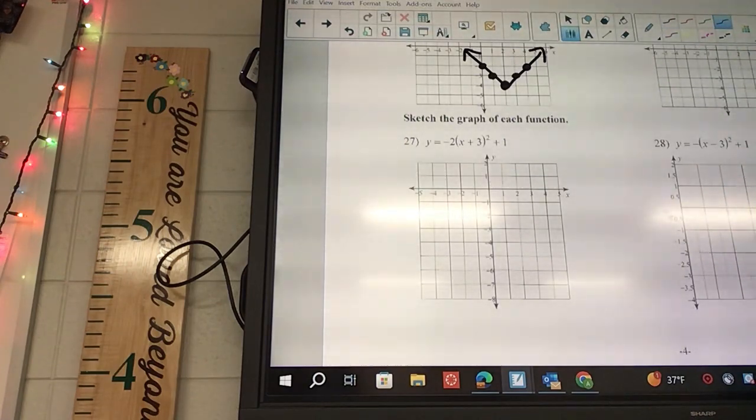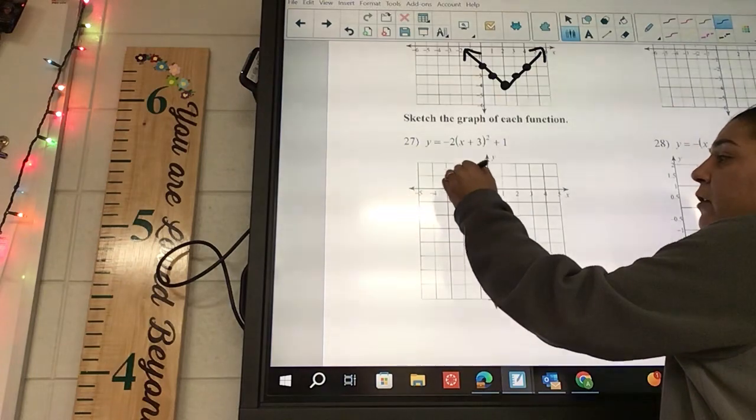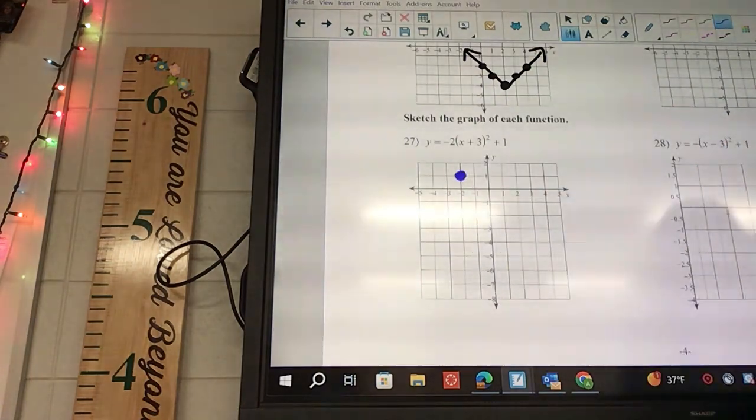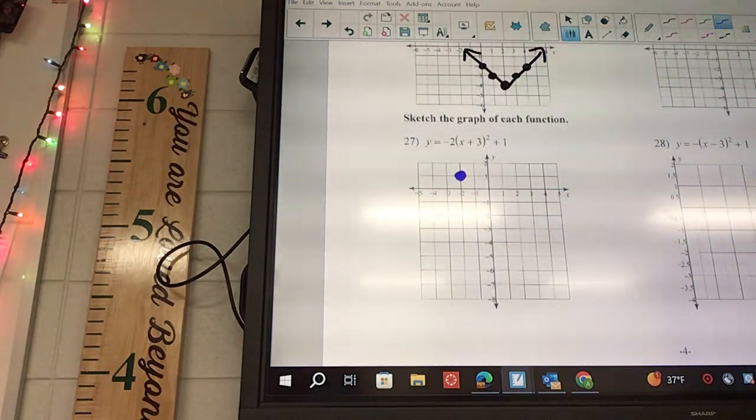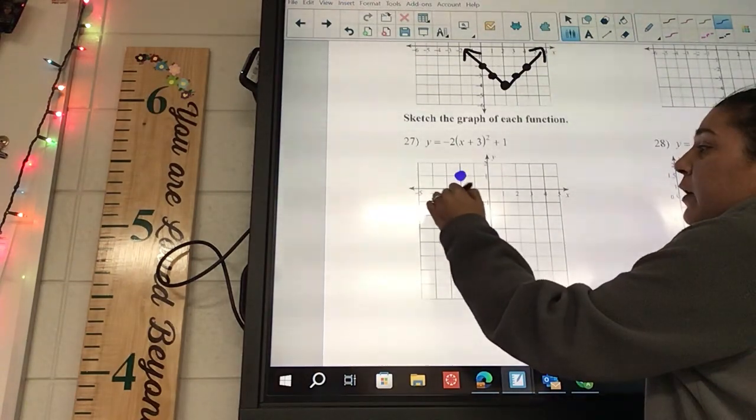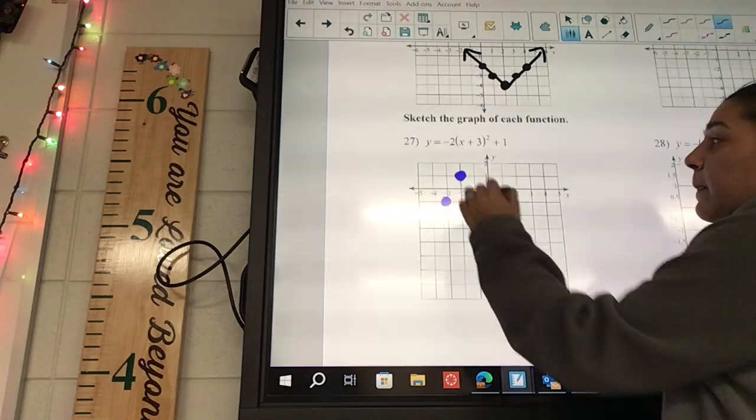Okay, 27, what does that plus 1 do? Up 1, what does the plus 3 do? Left 3, okay? What is this first point we draw called? The vertex, okay? Does this graph open up or down? Down with a slope of 2/1. So we're gonna go down 2/1, down 2/1.